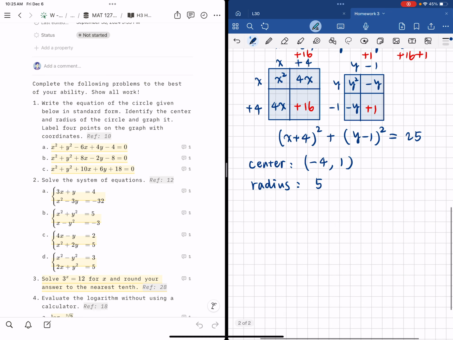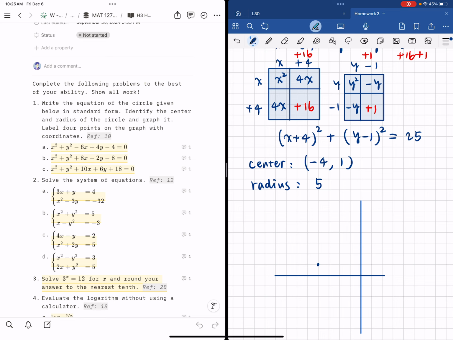And then to sketch it, we will do a coordinate plane. Actually, I'm using this grid, right? Why didn't I use the grid? How silly of me. So I'm going to use the grid. Okay, so on this grid, I'm going to first mark negative 4, comma 1. So 1, 2, 3, 4, comma 1, which is right here.